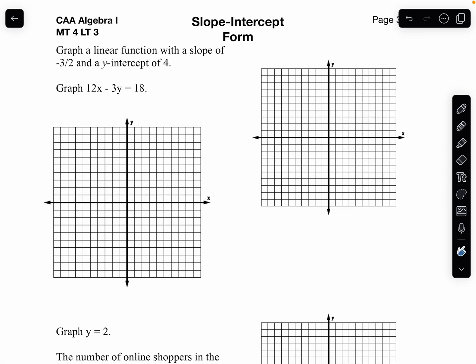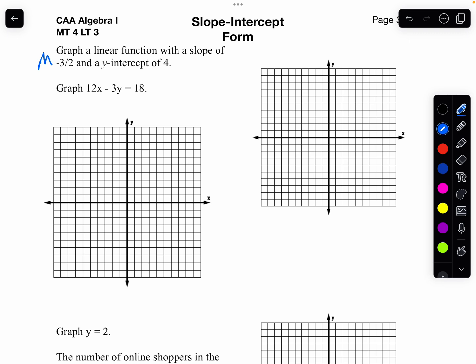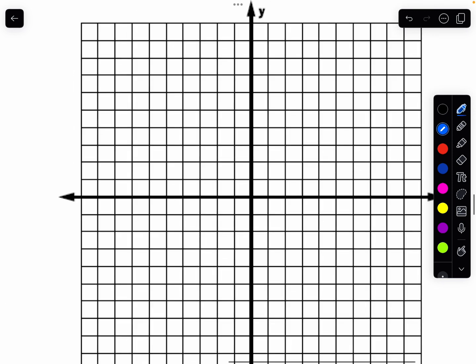Continuing on here, let's graph slope and intercept form with our parameters. Now, in the first question, we're going to graph the linear function with a slope, an m, of -3/2 and a y-intercept of 4. So that's my b. Remember, b is your starting point. So we start 4 up on our graph.